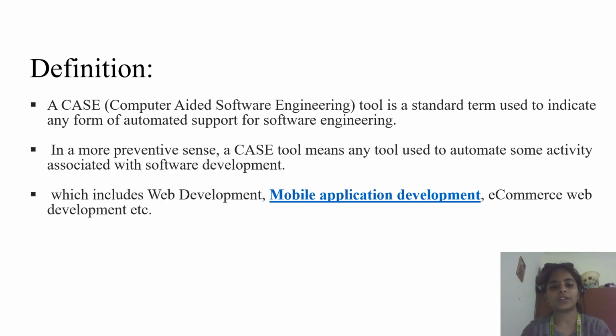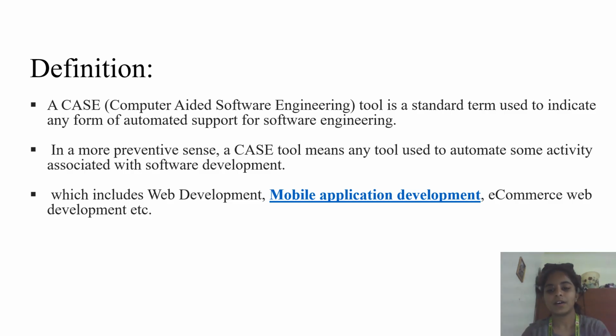Before going to know about the characteristics of case tools, we have to know what a case tool is. A case tool is a standard term used to indicate any form of automated support for software engineering. These case tools are used for developing software, and they are used for all the phases of software development. In a more restrictive sense, a case tool means any tool used to automate some activity associated with software development, which includes web development, mobile application development, e-commerce web development, and so on.